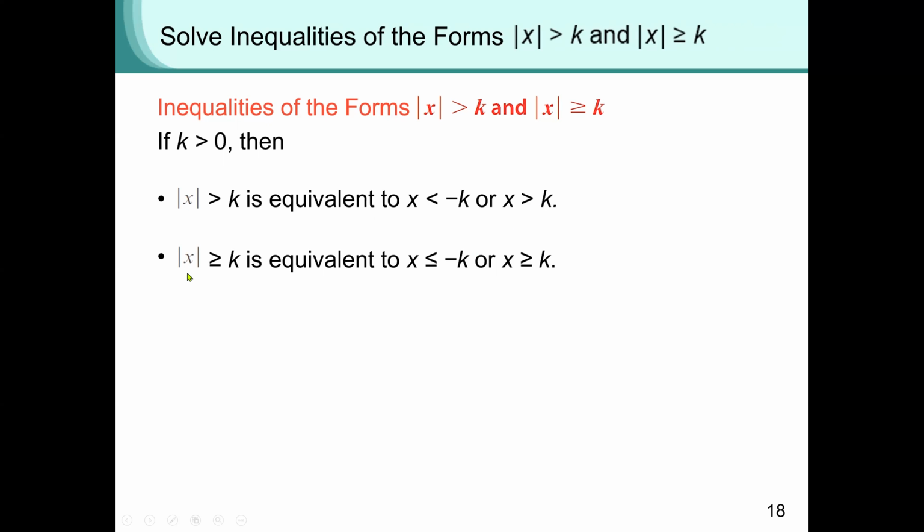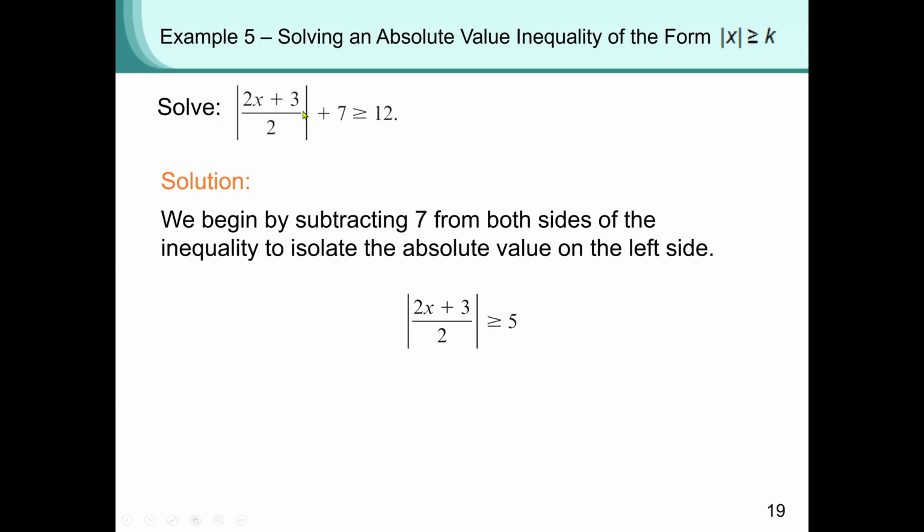Or if the absolute value of s is greater than or equal to k, it's equivalent to saying s is less than or equal to negative k, or s is greater than or equal to k. And that was the example here. So here we have the absolute value of (2s plus 3) divided by 2, plus 7, greater than or equal to 12. First I'll take the 7 to the right side, so it will be 12 minus 7, which gives us 5. Since 5 is a positive value, the rule will apply.